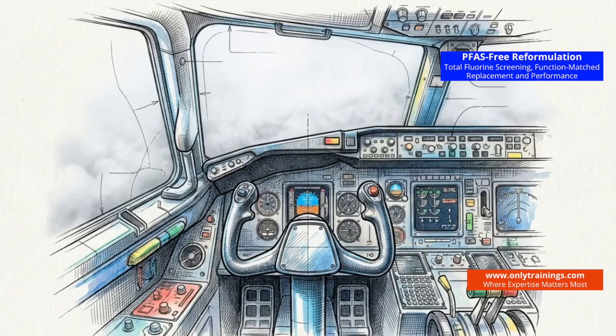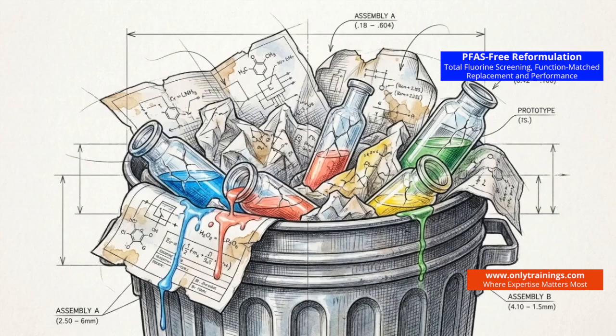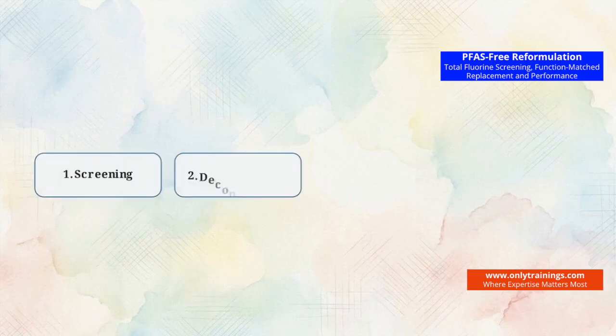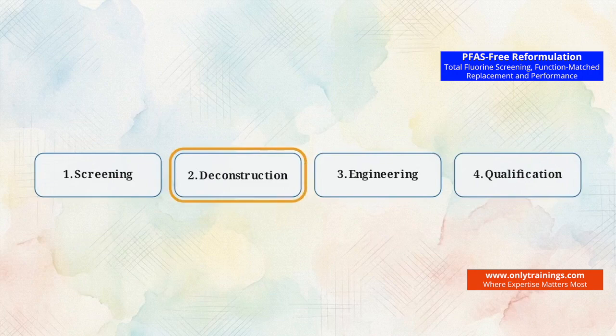Without an accurate, verified baseline of all unexplained fluorine in your system, any reformulation effort is effectively flying blind, risking millions in wasted development hours. Once located, we move to stage 2, deconstruction.